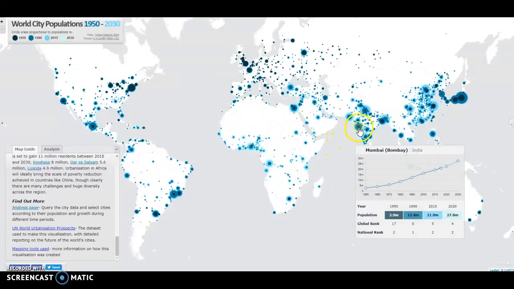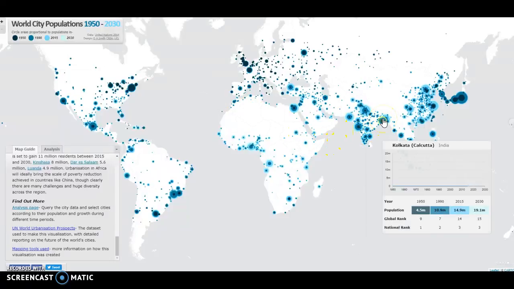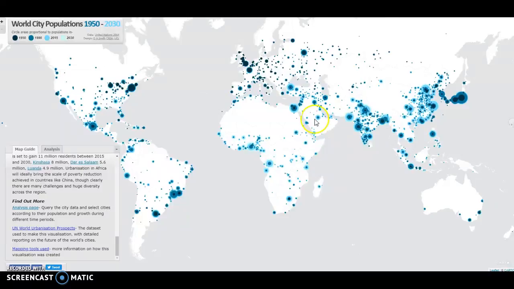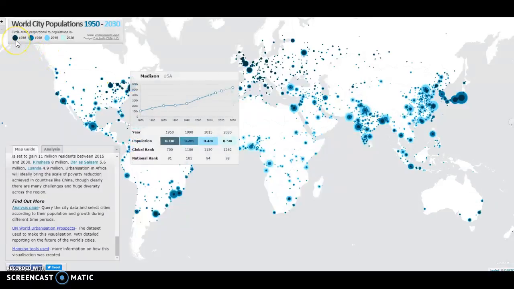You can see the cities are shown by circles, and there are 4 different colours in the circles. The key shows us that the darkest blue is in 1950, going up to the lightest blue, which is how big the cities are going to be in 2030, which is a prediction, of course.